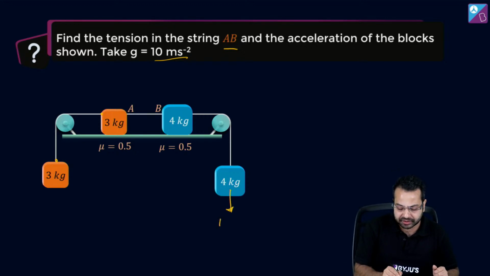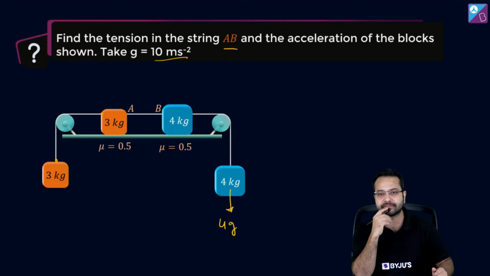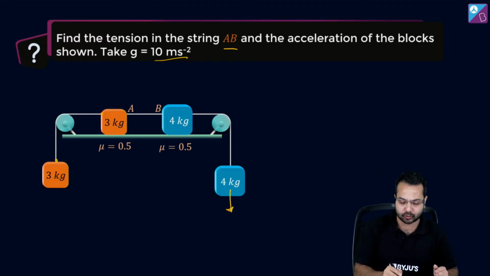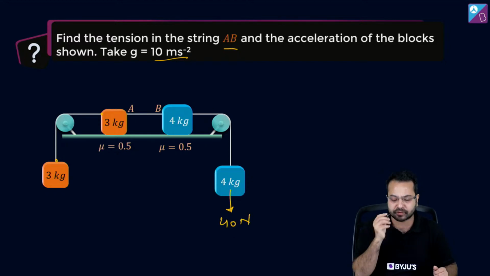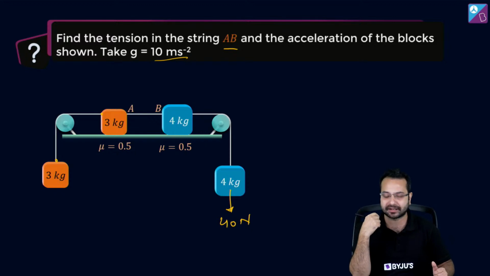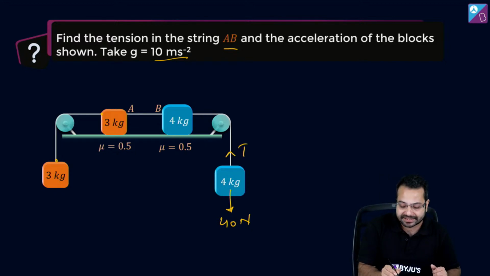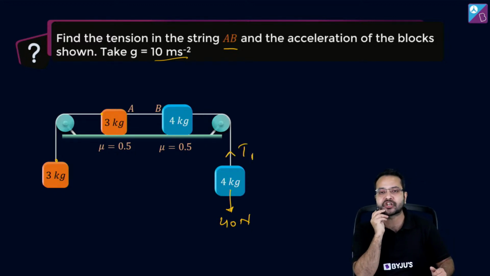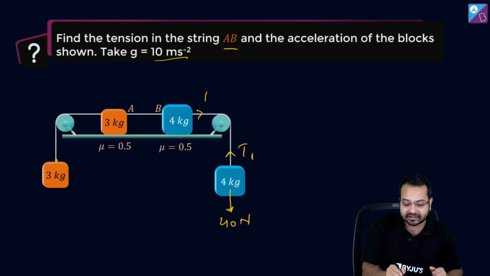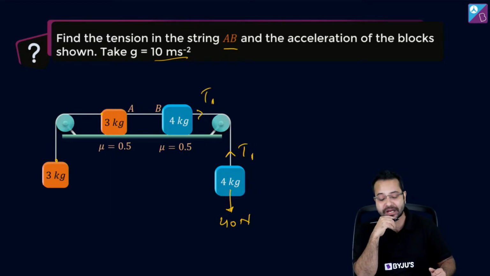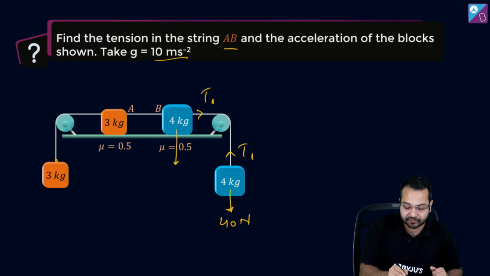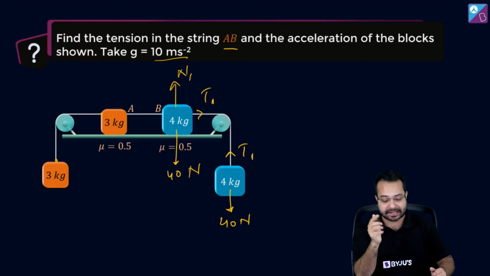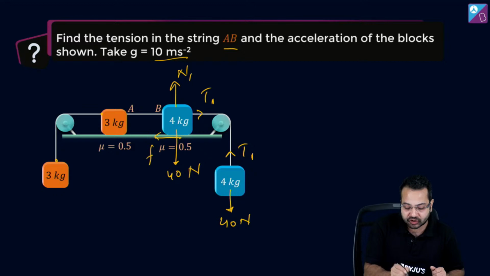On this block, there will be a force of 4g, or I can directly write it as 40 Newton. The weight, 40 Newton, is going to act downwards. Then in this string, we are saying that the tension is going to be T1. The tension here is also going to be T1. Then we have 40 Newton acting downwards on this block, and there's going to be a normal force. Let's call this N1. And also there is going to be a frictional force.